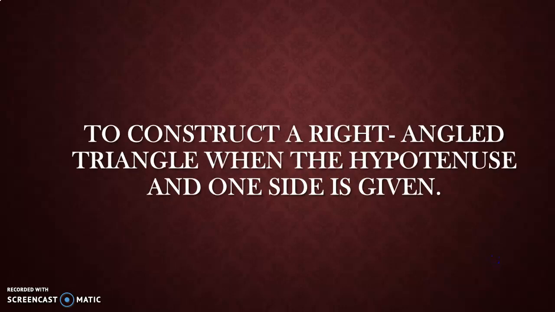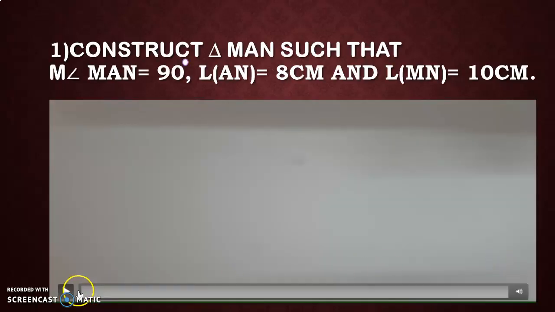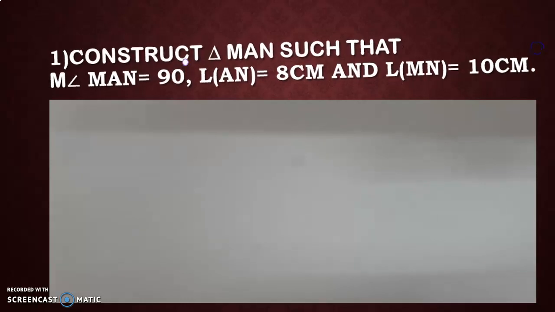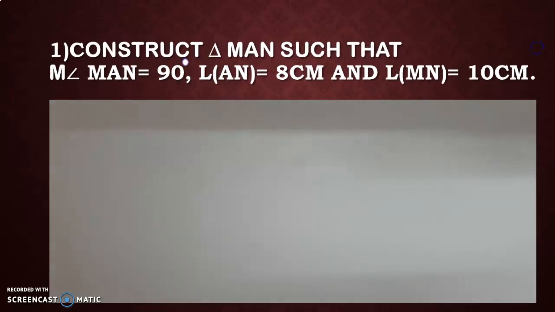In this lecture, we will learn how to construct a right angle triangle when the hypotenuse and one side are given. Let's begin. Our question is: construct triangle MAN such that measure of angle MAN is 90 degrees, length AN is 8 centimeters and length MN is 10 centimeters.